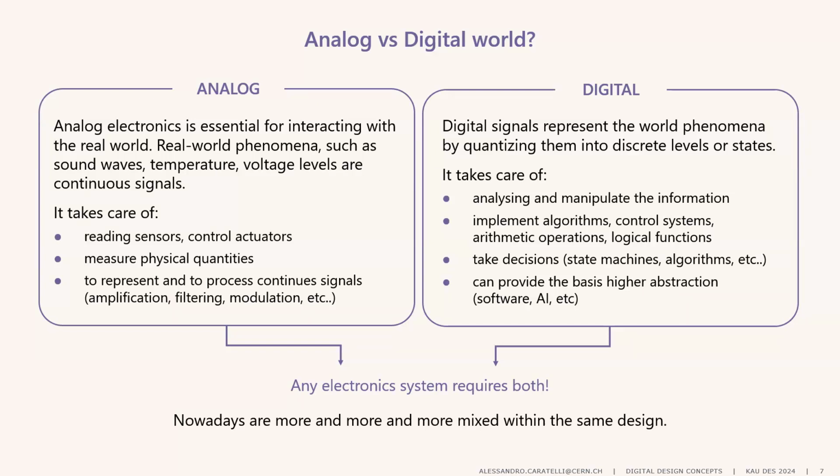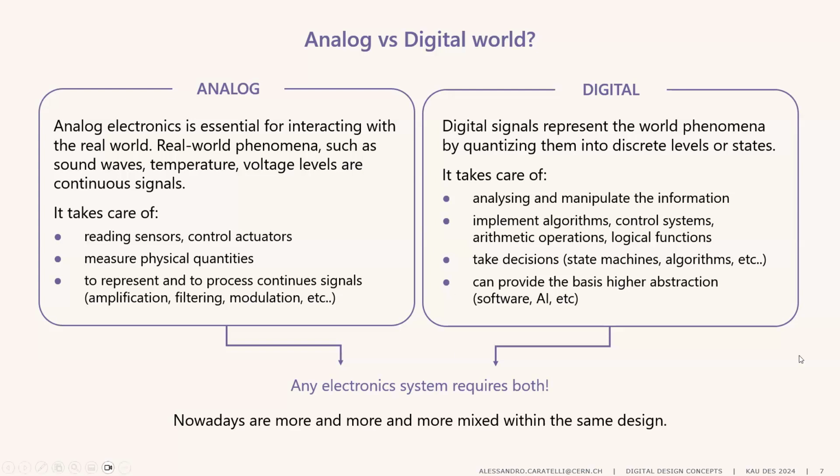In digital electronics instead, the signals are represented by quantizing them into discrete levels or states. So digital electronics is the part that takes care of analyzing and manipulating the information, implementing algorithms, control systems, arithmetic operations, and logical functions, but also taking decisions with state machines and algorithms, and it provides the basic circuitry for higher abstraction, something on which you can run software and also artificial intelligence applications and so on.